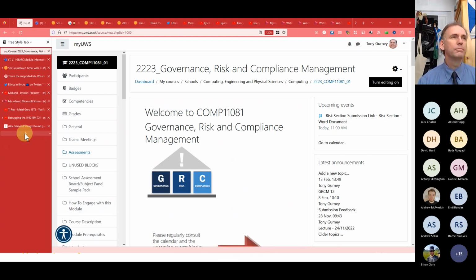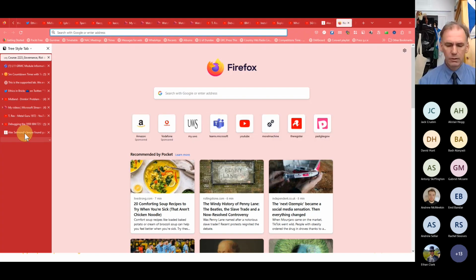And the final one that we want to look at is the one that thankfully Caroline reminded me of. The Nolan principles for public life.